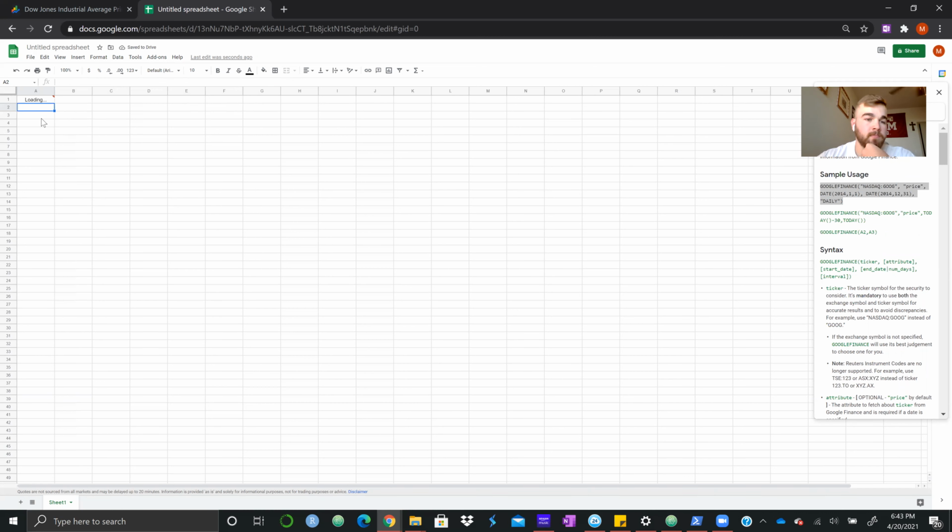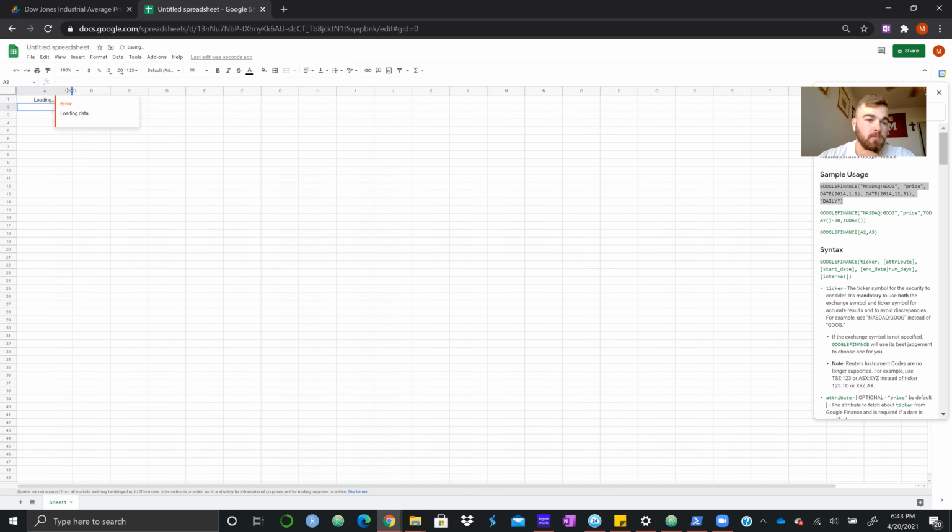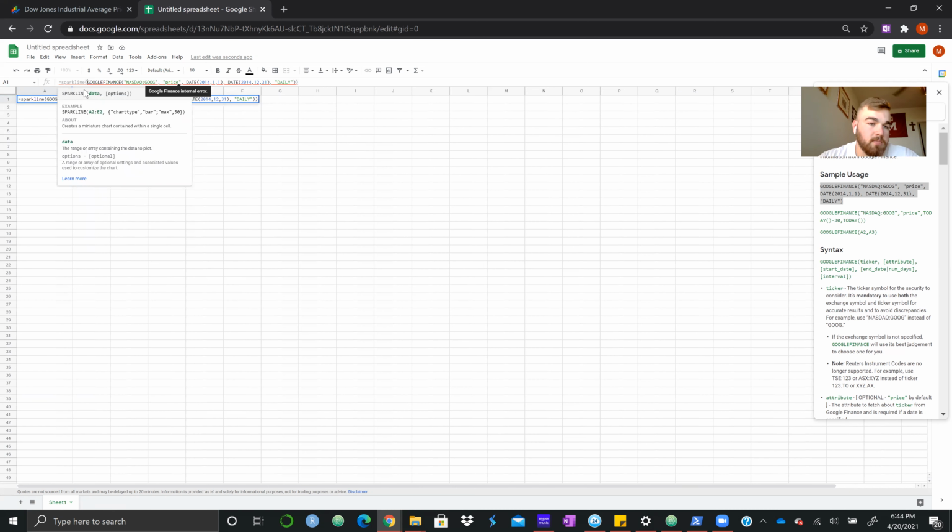And then it's going to take just a second. It's taking a little bit to load in all the data. But SPARKLINE is an internal error. But essentially what SPARKLINE is able to do is it will take all of that data and make it into a line that you can see really easily. And so that's kind of neat to be able to see that.